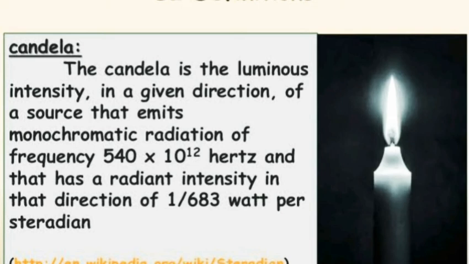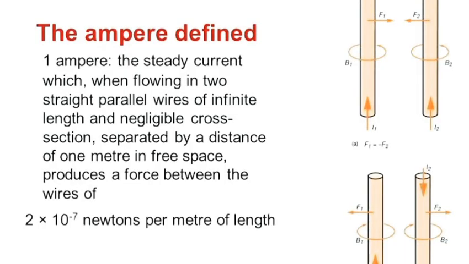The candela is the luminous intensity in a given direction of a source that emits monochromatic radiation of frequency 540 into 10 to the power 12 hertz and that has the radiant intensity in that direction of 1 upon 683 watt per steradian. Student, next one is the ampere.